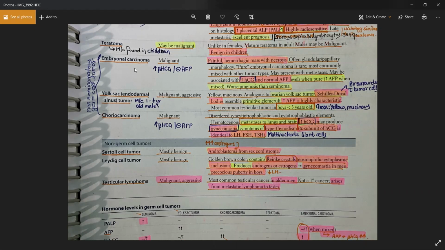You will see the tumor markers of the patient: beta HCG, alpha fetoprotein levels, LDH levels, alkaline phosphatase level. Based on which protein level or tumor marker level is high, you will diagnose these conditions again.